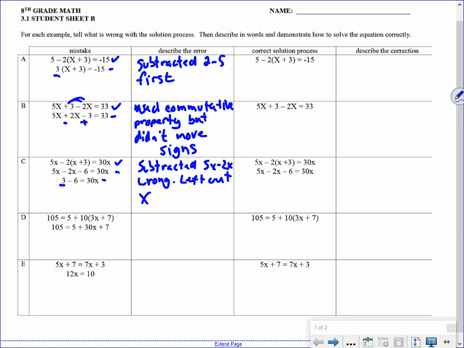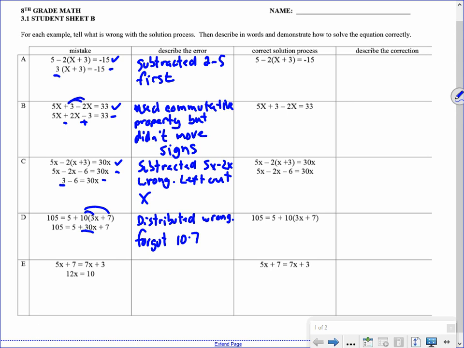All right, what about D? Ella? Yeah, they distributed this 10 into 3x is 30x, but they forgot about 10 times 7, right? So they distributed wrong. They forgot the 10 times 7 part. And again, that's going to throw your answer way, way, way off.